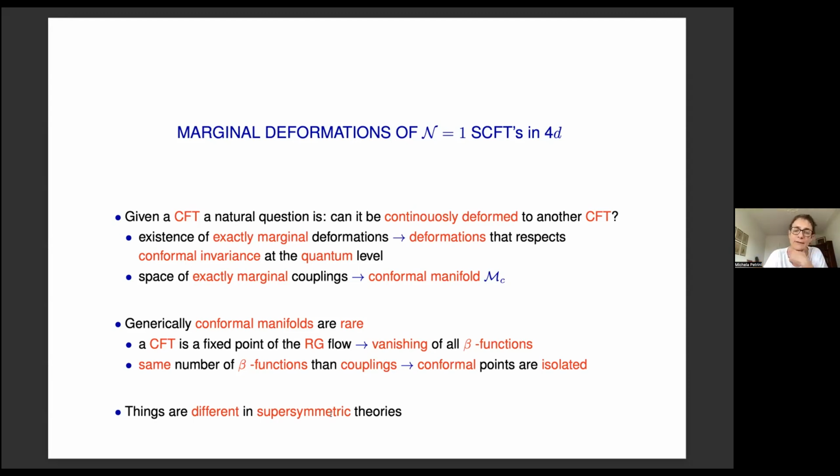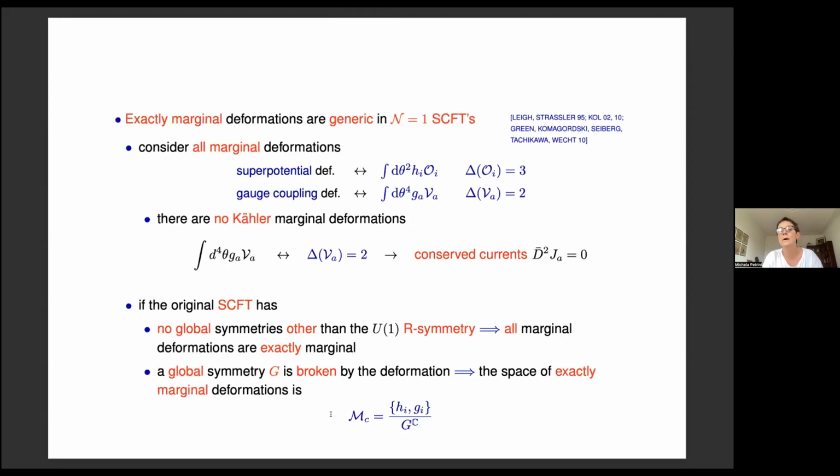The point is that things are different when supersymmetry comes in, and in particular for N=1 CFTs, there are very nice results from Leigh and Strassler, and then Green, Komargodski, Seiberg, Tachikawa and Wecht, that show that exactly marginal deformations are quite generic. And so the way to find them is very easy.